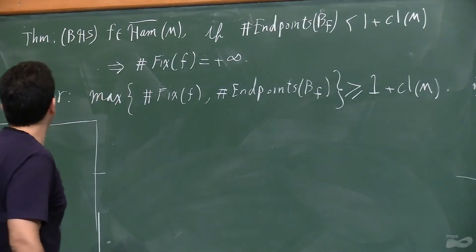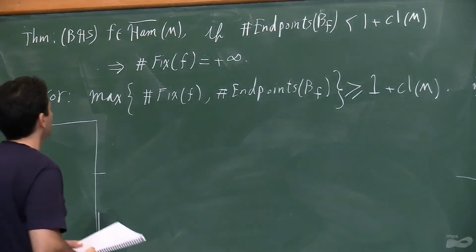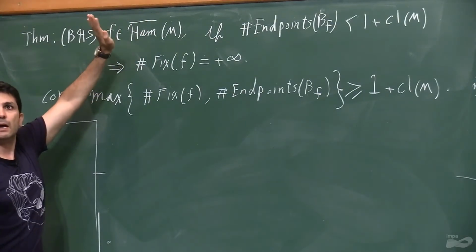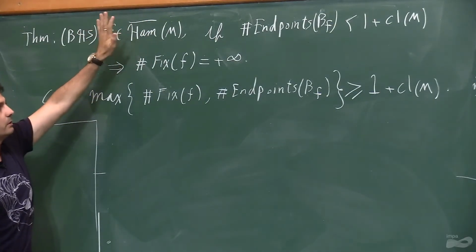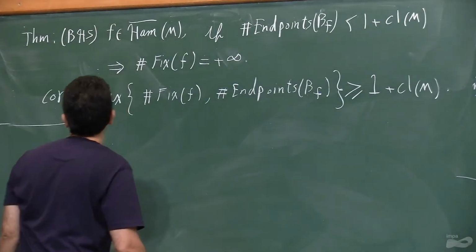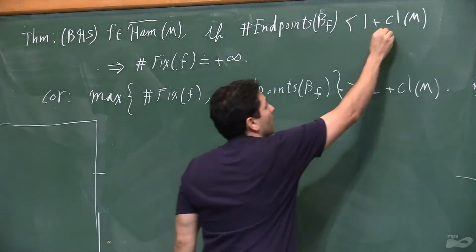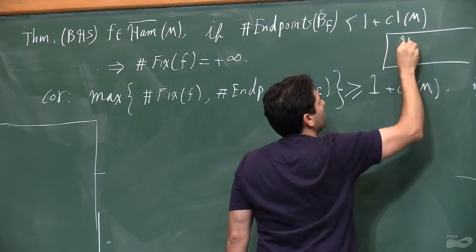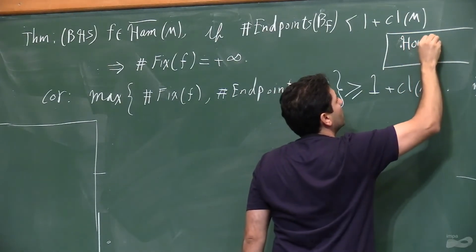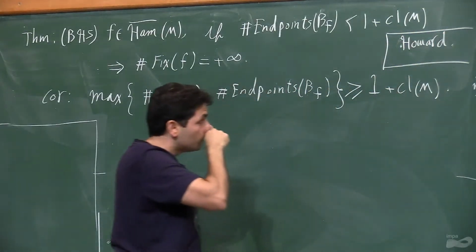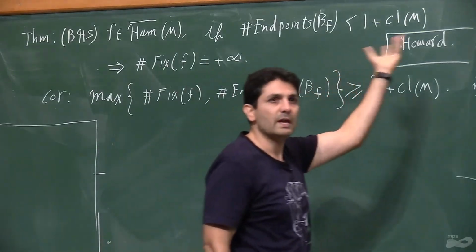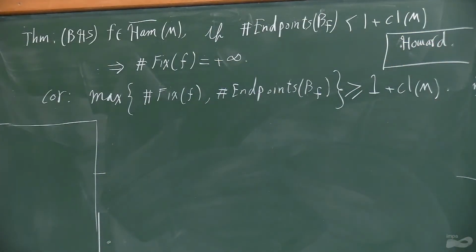Okay, so this statement that I put up here, if you remove homeomorphisms, for diffeomorphisms, it was already known, and it was proven by Howard, who was a student of Viktor Ginzburg. And our proof takes his proof and adapts it to the C0 setting.